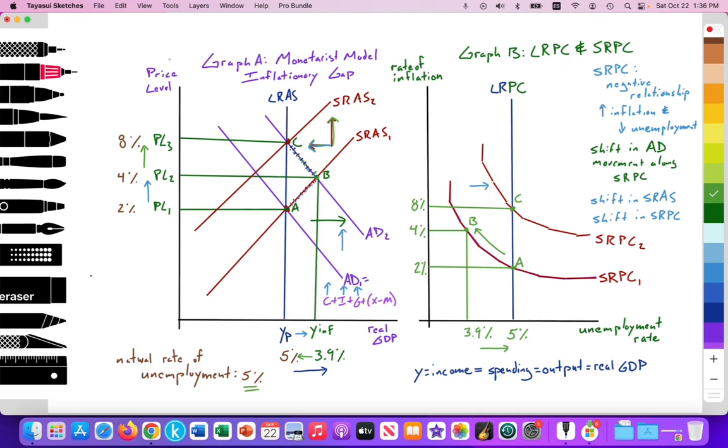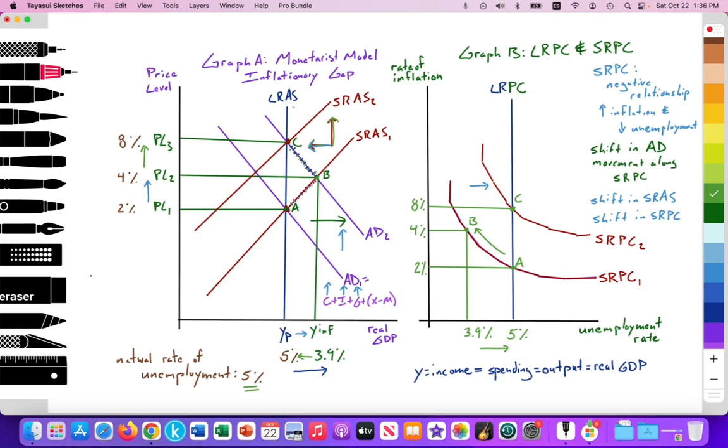In graph A, we're measuring the price level, prices of final goods and services on average in the national economy of the United States. And on the x-axis, we're measuring real GDP. In graph B, we're measuring the rate of inflation on the y-axis and the unemployment rate on the x-axis.